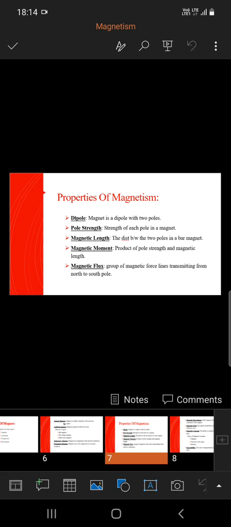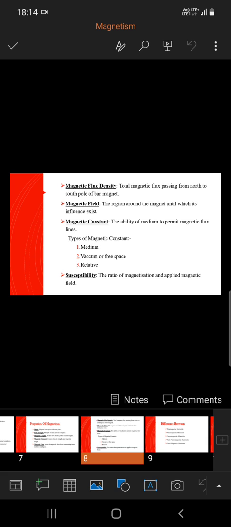Properties of magnetism. Dipole: a magnet is a dipole with 2 poles. Pole strength: the strength of a pole in a magnet. Magnetic length: the distance between the 2 poles in a bar magnet. Magnetic moment: the product of pole strength and magnetic length.